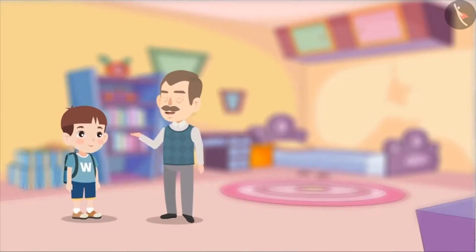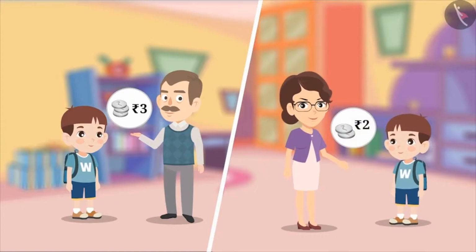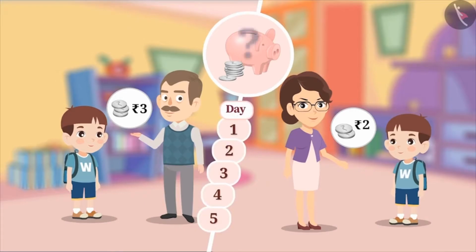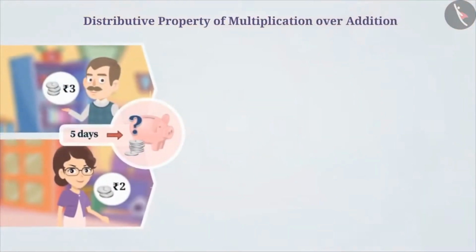Suppose your father gives you 3 rupees and your mother gives you 2 rupees every day and you collect them in a piggy bank. Can you find out how much money you would have saved in 5 days? There are 2 ways to solve this.